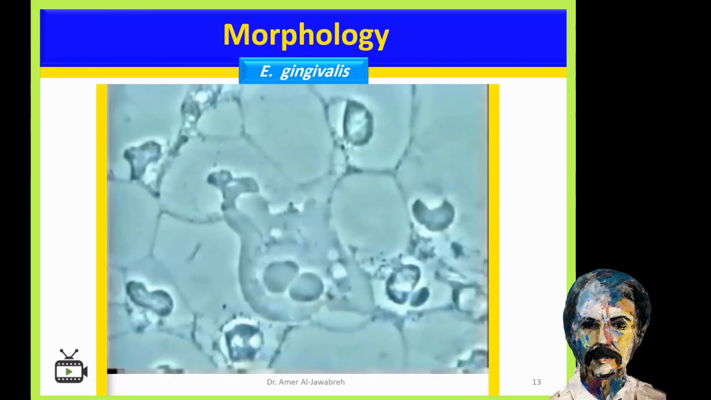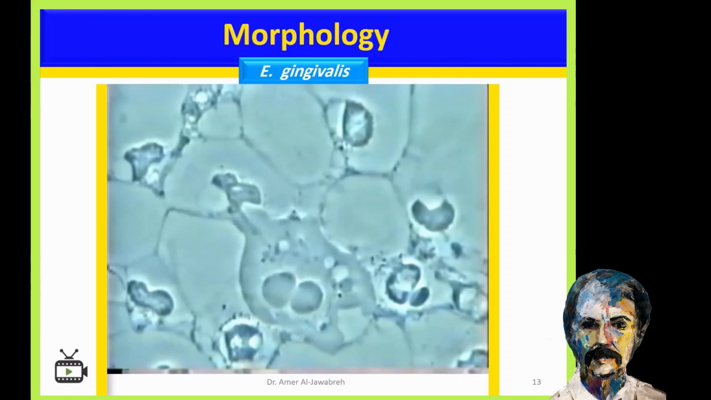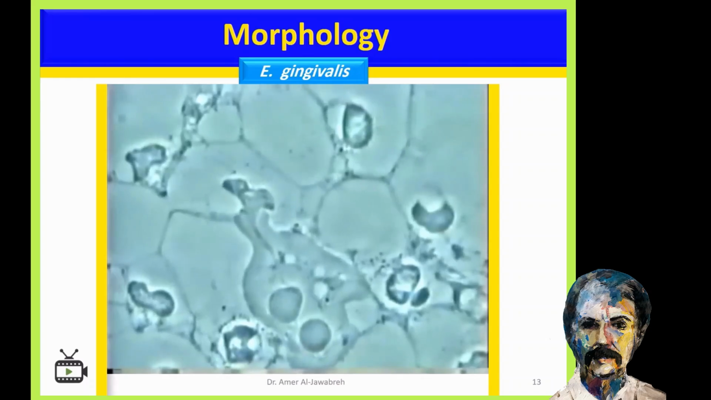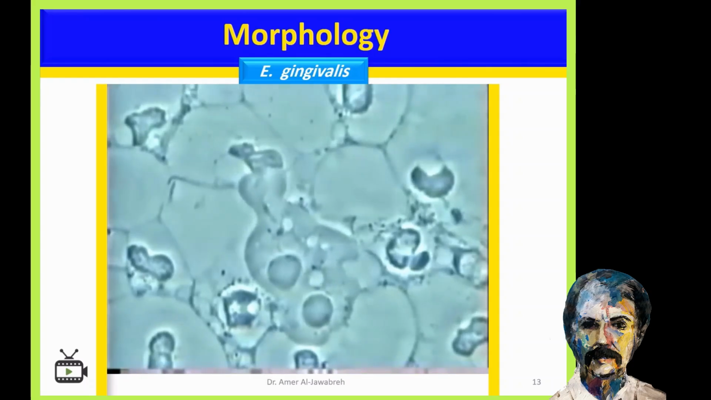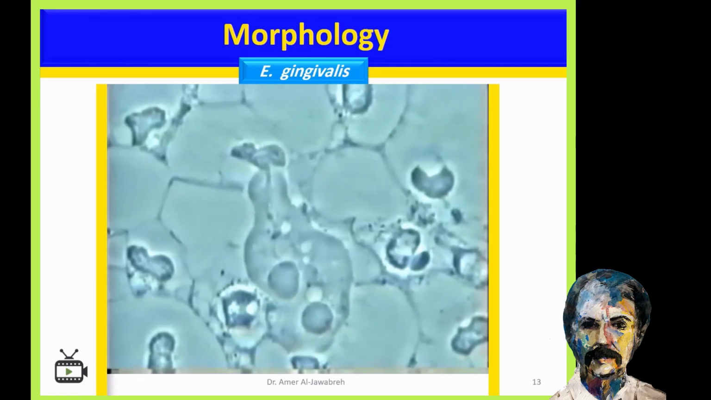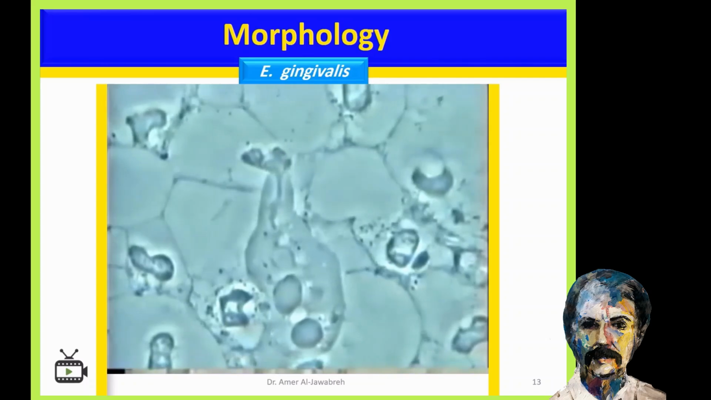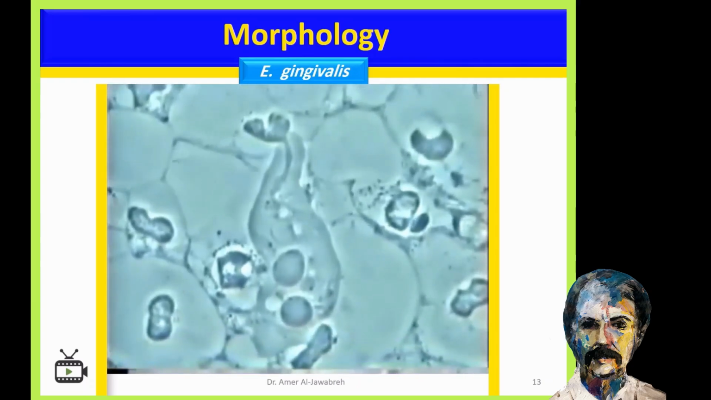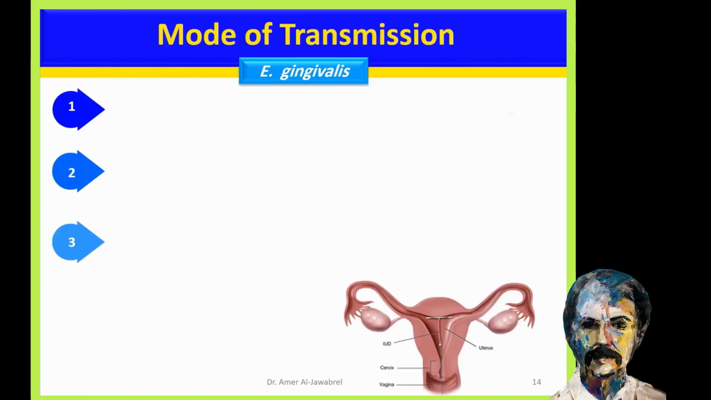This is a video which we took from other sources, and it shows you the Entamoeba gingivalis moving with bacteria around. So you can look here. Because this is saline, unstained, it is difficult to see where the nucleus is. But if you look here, there are pseudopods.